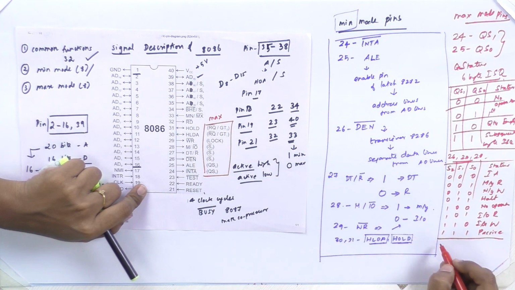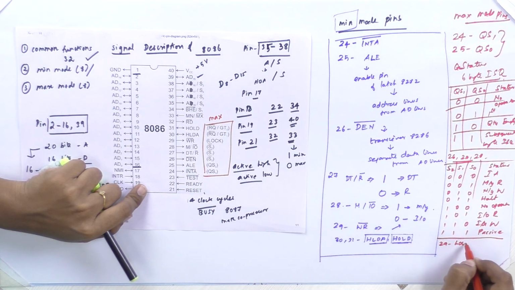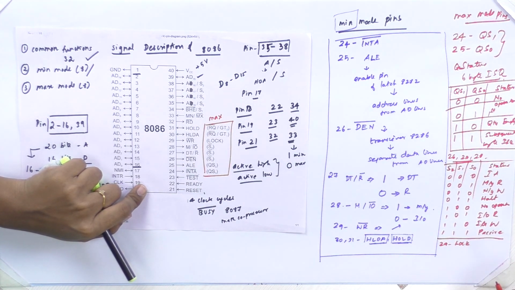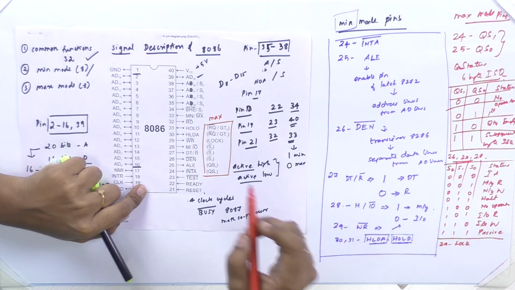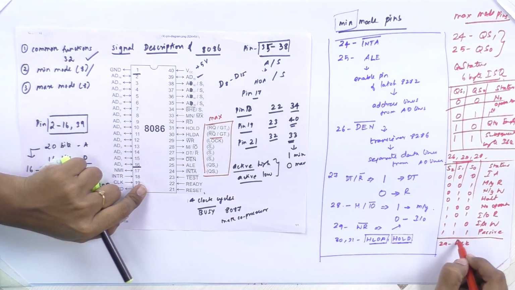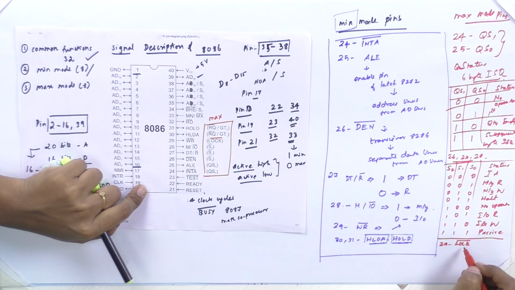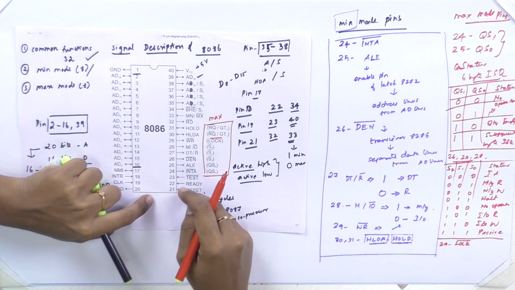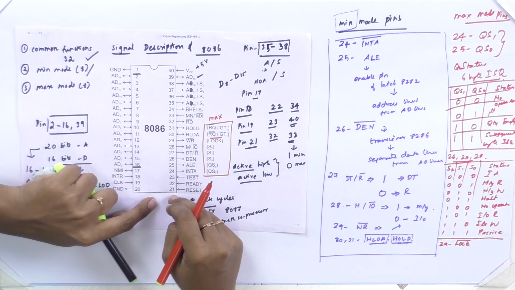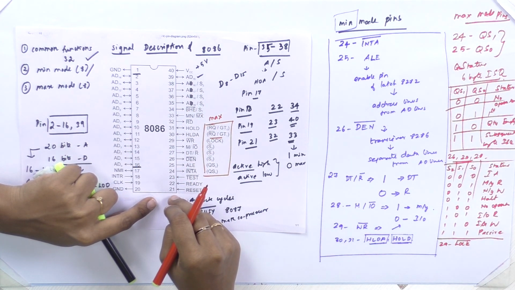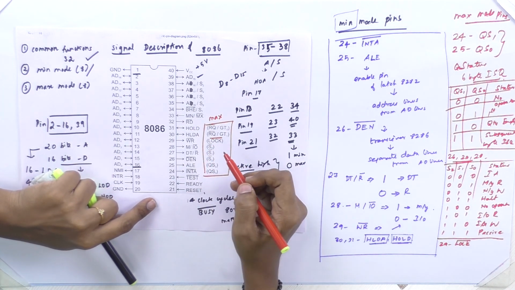Next, the 29th pin is called the lock pin. It is also an active low pin. When this lock pin is active low, it means that the processor is locked. It means that the processor is not ready to handle any interrupt request. So that is the function of this lock pin.